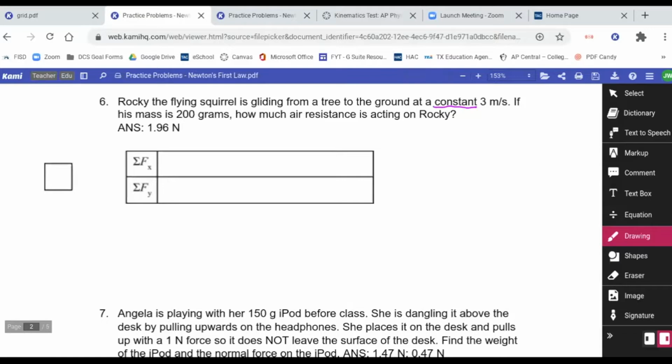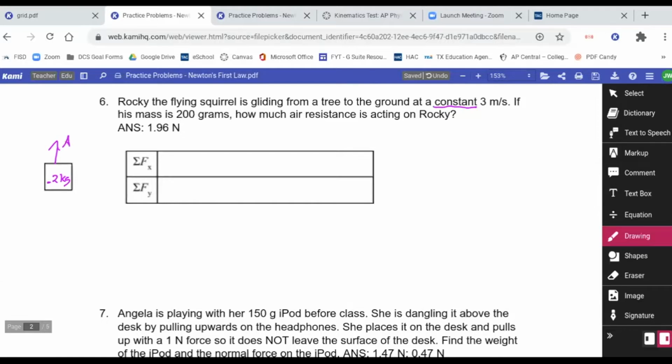All right, so his mass is 200 grams. 200 grams would be 0.2 kilograms. So 0.2 kilograms. How much air resistance is acting on Rocky? Okay, well, we know that air resistance would be going up, and I know air resistance doesn't exist in this classroom. We're not calculating air resistance with some air resistance formula. We're just balancing forces. So it's okay that it's here sometimes. You just have to accept it, I guess.